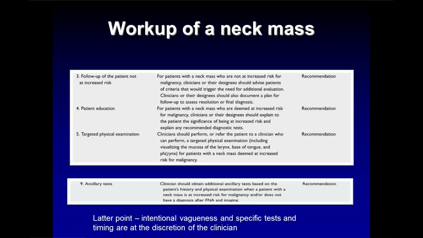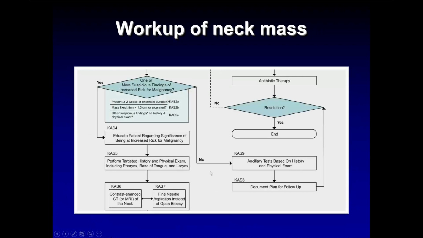And overall, you want to do a targeted physical examination, as we went over beforehand. For those that you're not able to obtain a diagnosis quite up front, and you think is not necessarily squamous cell carcinoma, the clinician should obtain other ancillary tests based on the history and physical examination. This point within the guidelines was intentionally vague and is left to the discretion of the clinician themselves. So that's the area here that I'm referring to.